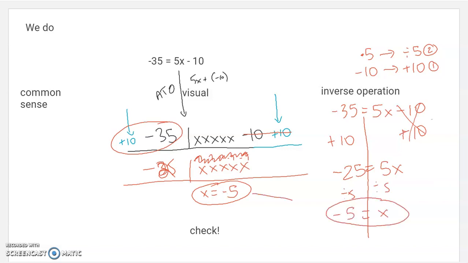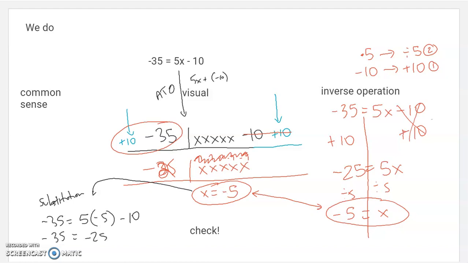Ta-da. I feel good that I've got it when both my two strategies match, but I'll go ahead and check to be safe. So if I'm right, and I use substitution to check, then I should get that negative 35 is equal to 5 times negative 5 minus 10, which would mean multiply before you subtract. So negative 35 should be equal to negative 25 minus 10, which if I use add the opposite is the same as negative 25 plus negative 10, and it is.